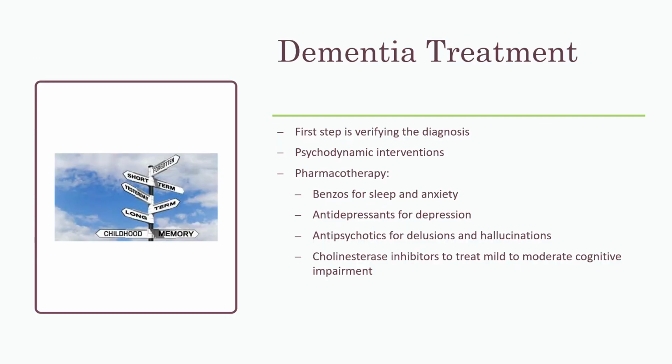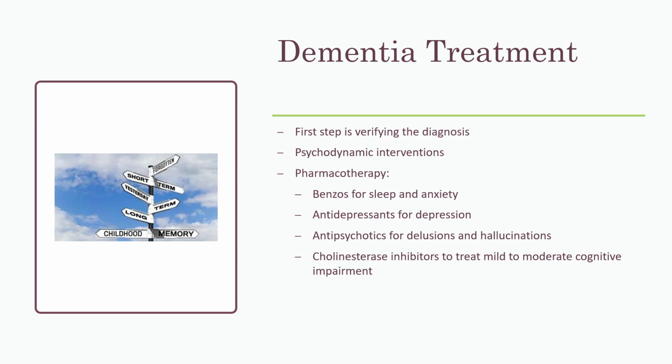So how do we treat this? We talked about delirium, and obviously we've got to treat the underlying cause first. Well, first step is you still need to make sure that you verify the diagnoses. Did you do a mental status examination, a history and physical, gather all of your information that you needed? You can run a CT scan, see if there are changes in the brain to help you confirm your diagnoses.